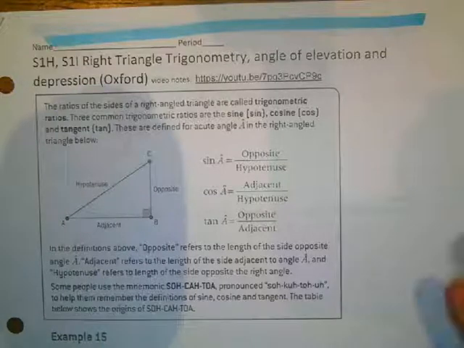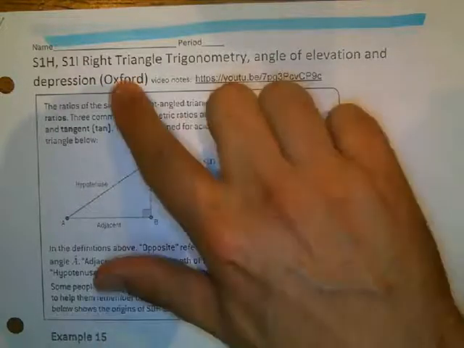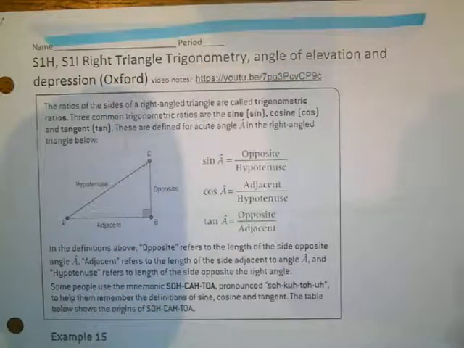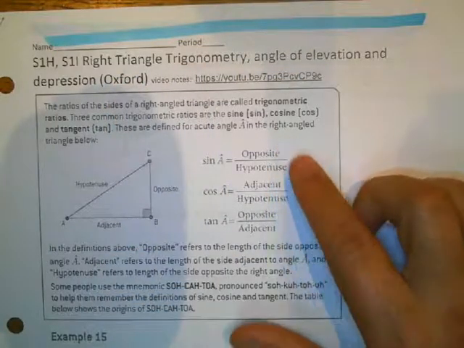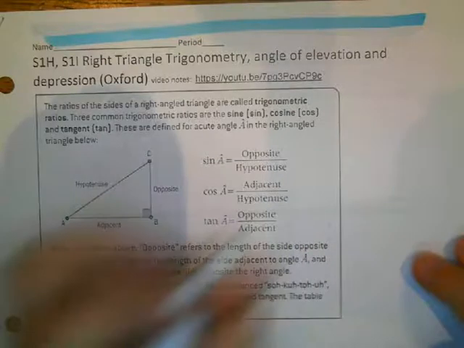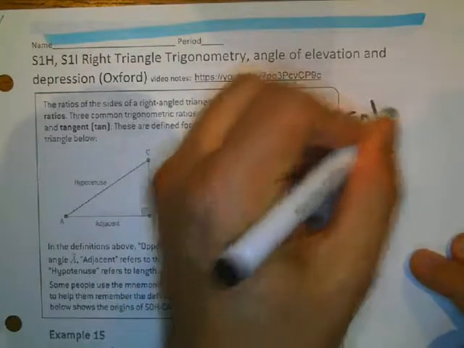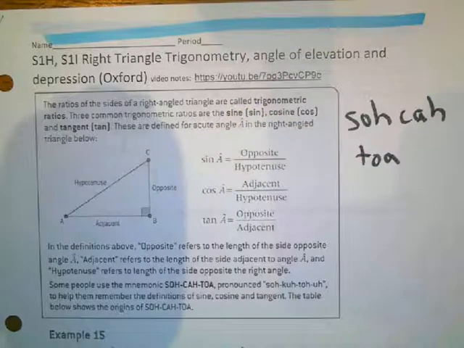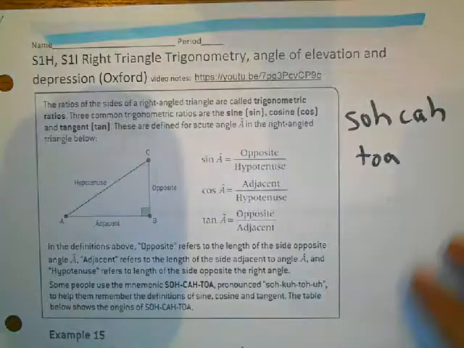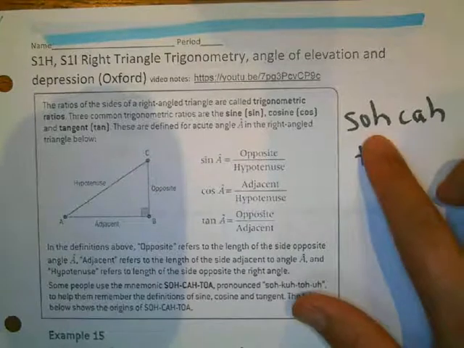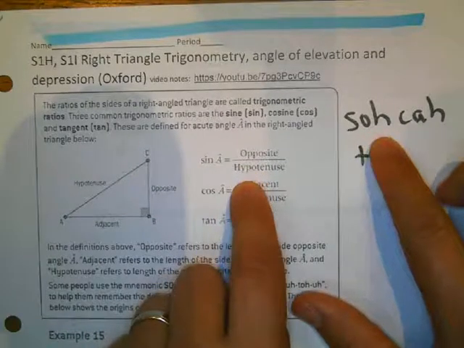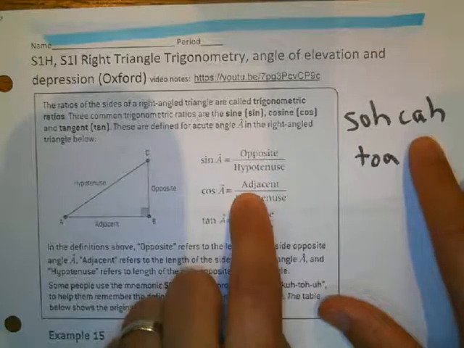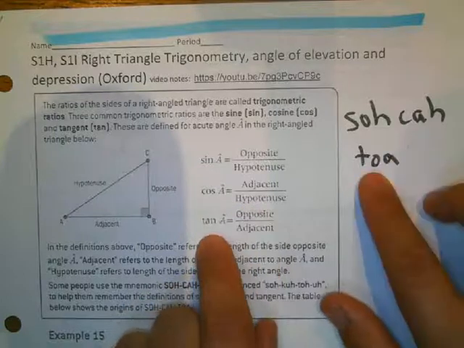All right, today we're going to talk about right triangle trigonometry. So, we've all heard of the phrase SOH CAH TOA in our geometry or Math 2 courses. So, what does that mean? This means sine is opposite over hypotenuse, cosine is adjacent over hypotenuse, and tangent is opposite over adjacent.